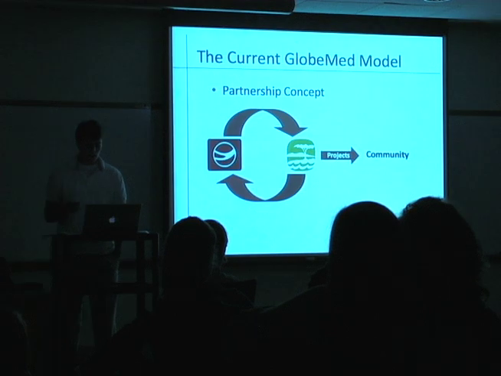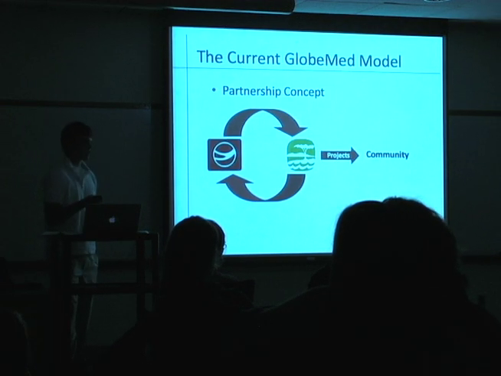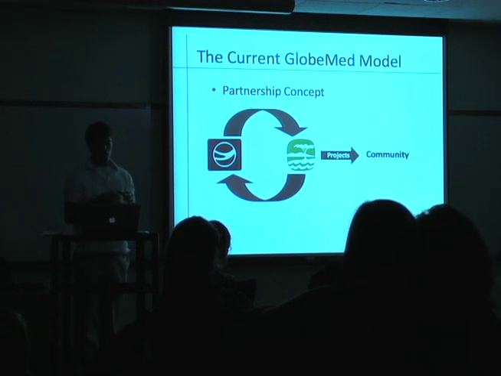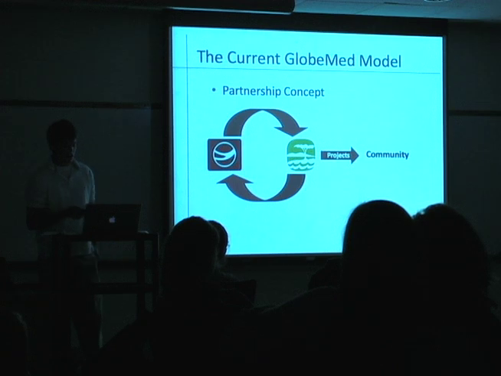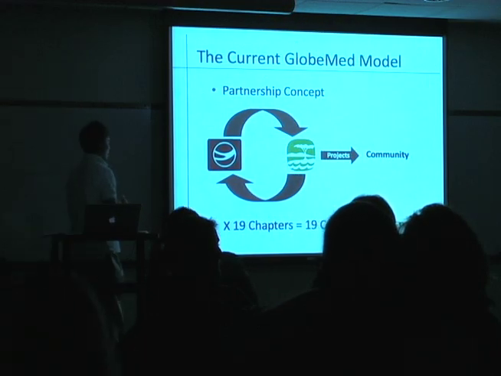How do they do that? They're based around a partnership concept. They take chapters at universities and partner them with a community-based organization in the third world. Together, the chapter and the organization work on projects that will improve the health of the community in which the organization exists. If you take the 19 chapters that exist in the GlobeMed network, that's 19 communities served, and GlobeMed is growing every year.